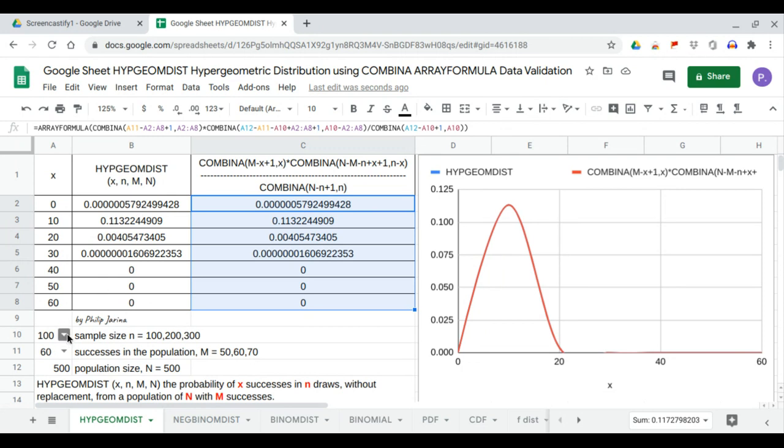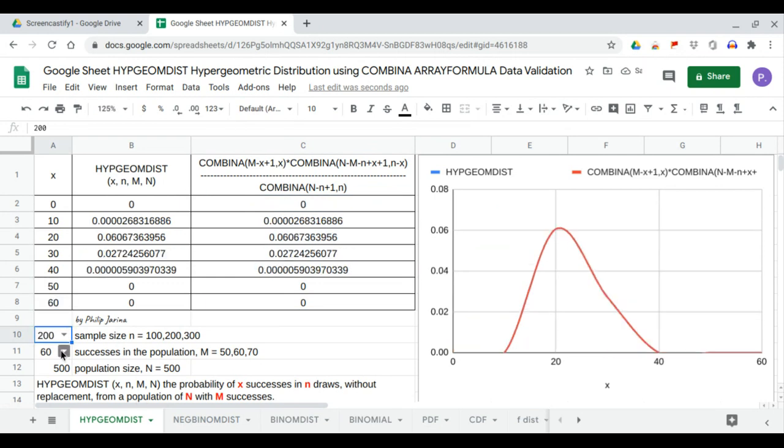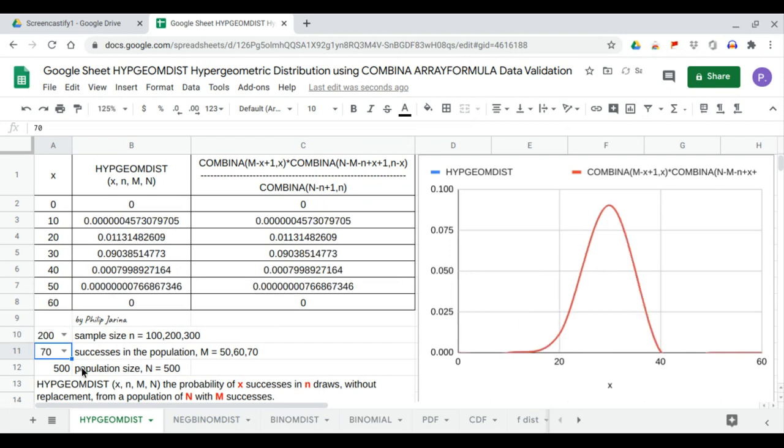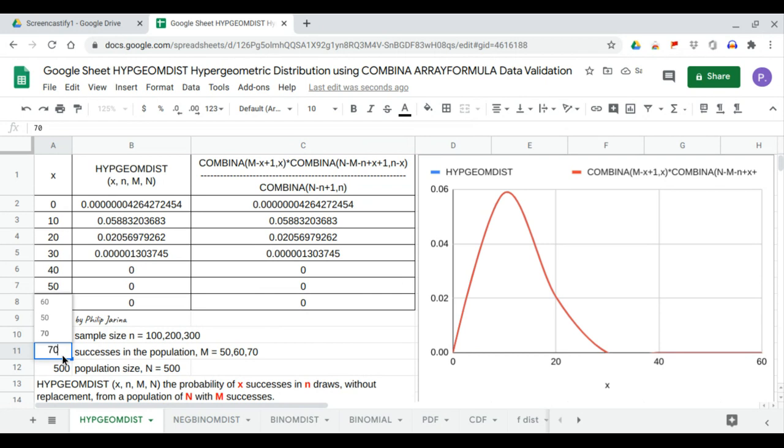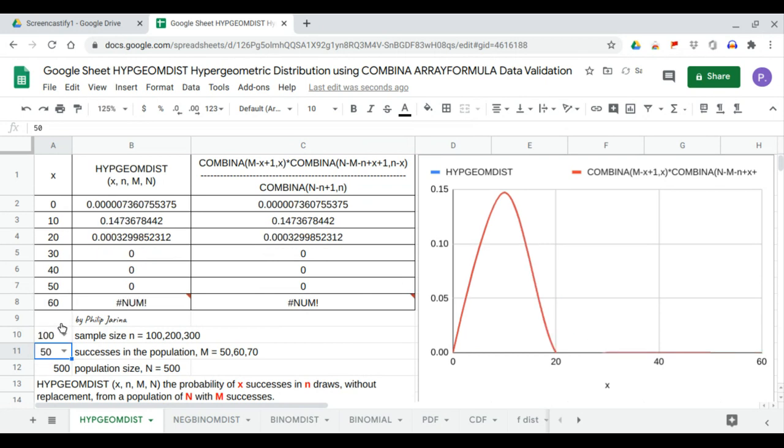we can change this to 200. That's our sample size. And the success rate, let's say 70 out of the population, 500. We can use 100. And we use 50. So this shows the use of COMBINA, array formula, and data validation in generating the dataset of hypergeometric distribution, or HYPGEOMDIST, and its trend line.